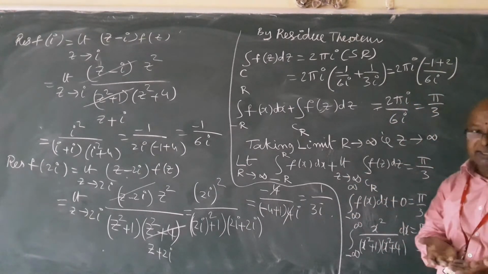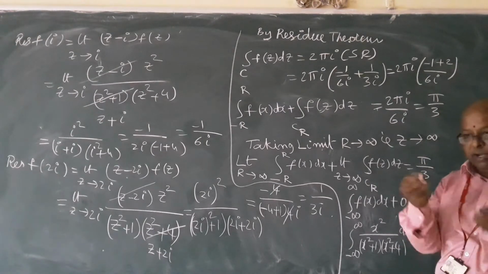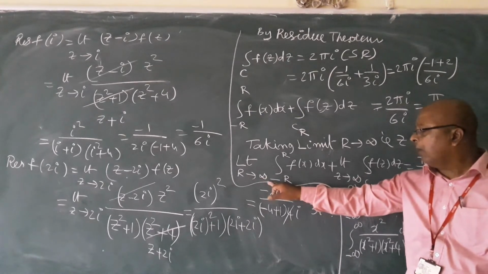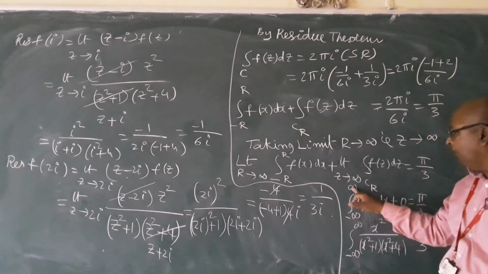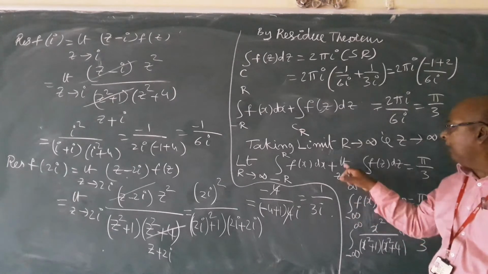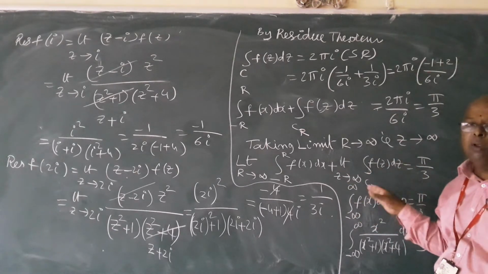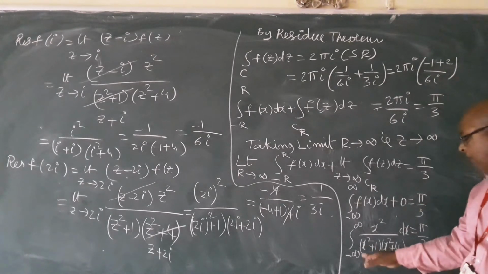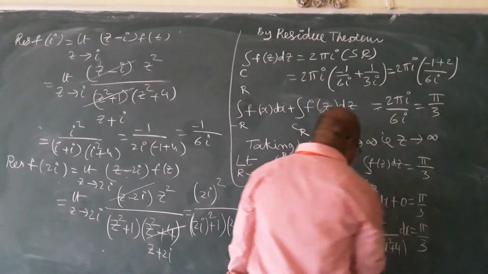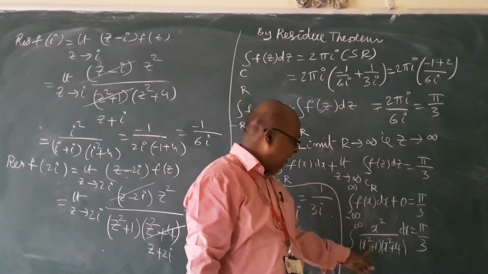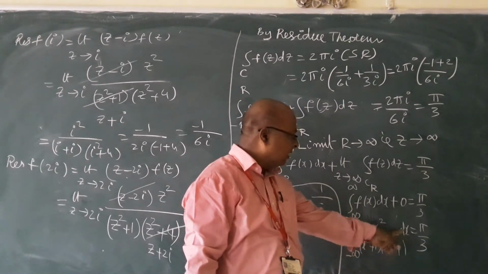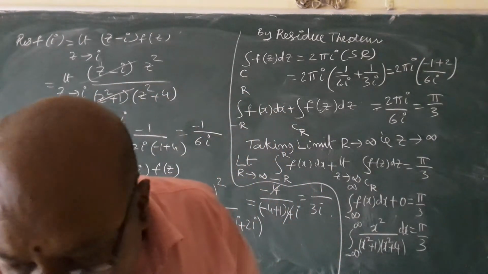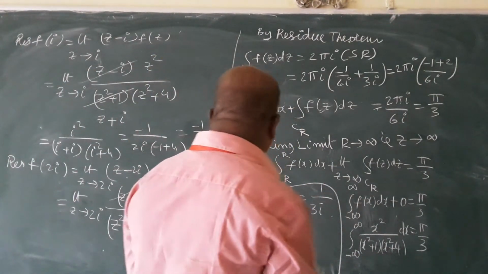Here the right side is constant, no r, no z, so you write the constant as it is, pi by 3. So put r is infinity here, we get integral from minus infinity to infinity of f of x dx plus this curve integral value, which is 0, is equal to pi by 3. The integral from minus infinity to infinity of x square by (x square plus 1) into (x square plus 4) dx is equal to pi by 3. This is the required value.